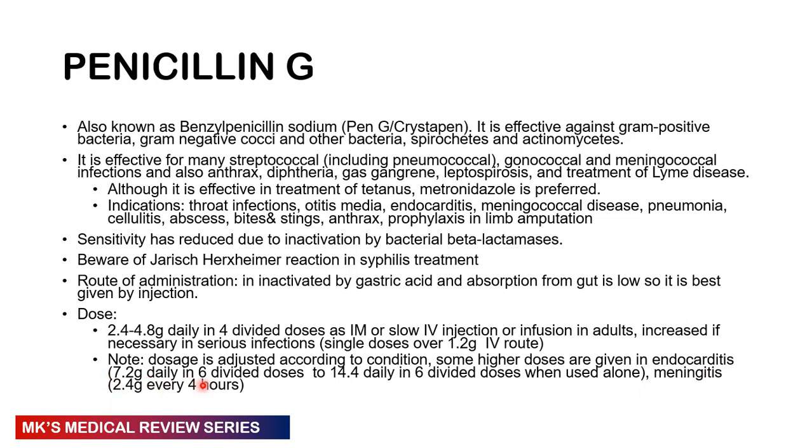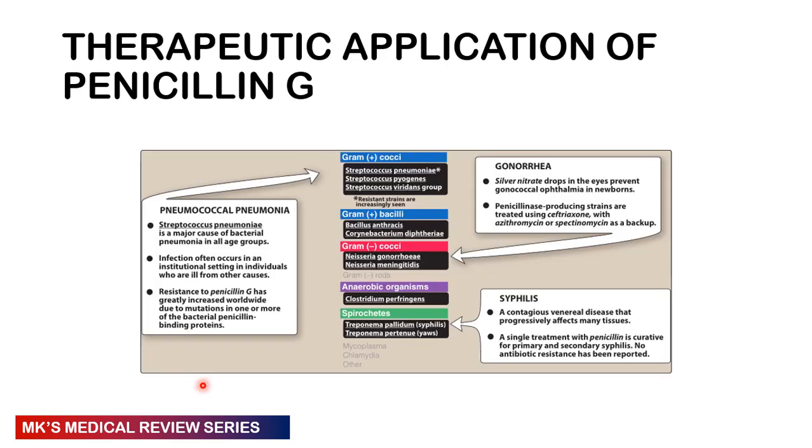And then here are some of the therapeutic applications of penicillin G. So remember, it's going to be effective against gram-positive cocci like Streptococcus pneumoniae, Streptococcus pyogenes, Streptococcus viridans group. It's effective against gram-positive bacilli, but you get some resistant strains with Streptococcus pneumoniae. It's effective against Bacillus anthracis as well as Corynebacterium diphtheriae. It's also effective against gram-negative cocci like Neisseria gonorrhoeae and Neisseria meningitidis. It's effective against your anaerobic organisms like Clostridium perfringens, as well as some spirochetes like Treponema pallidum, which is causing syphilis.